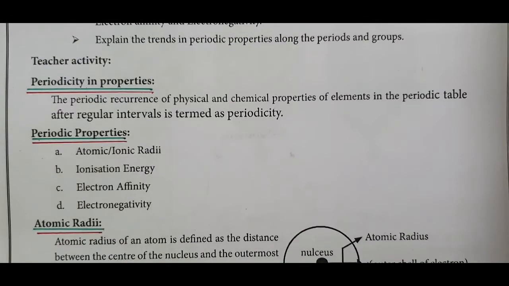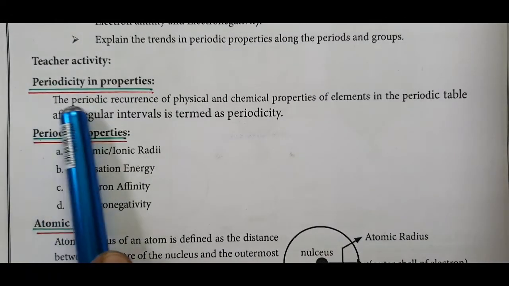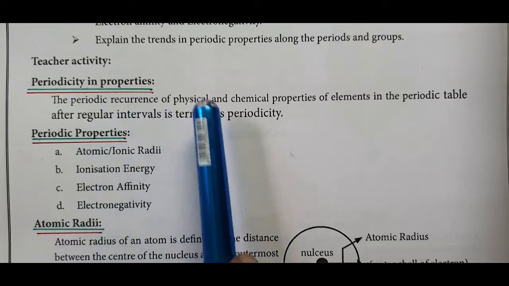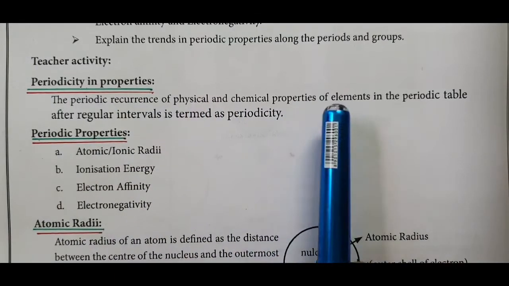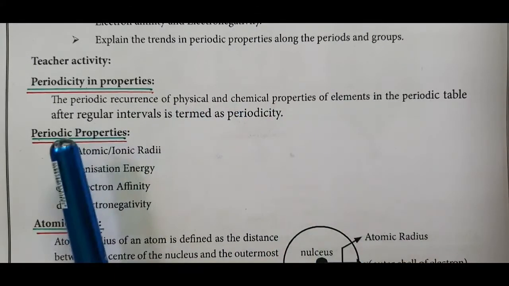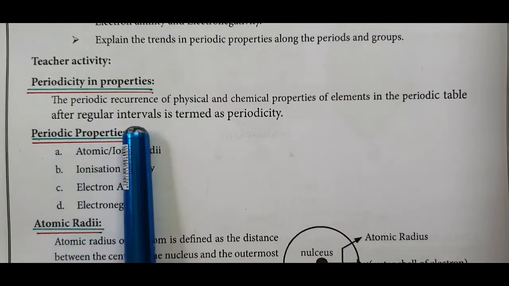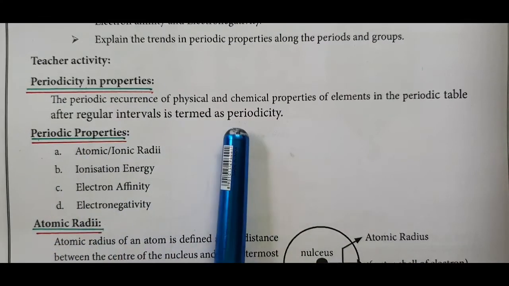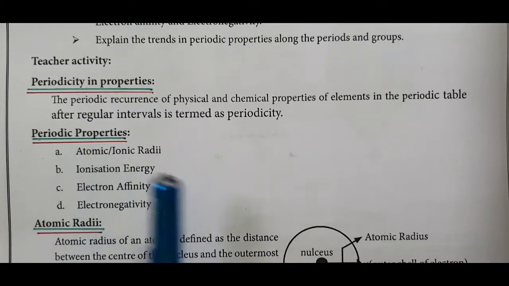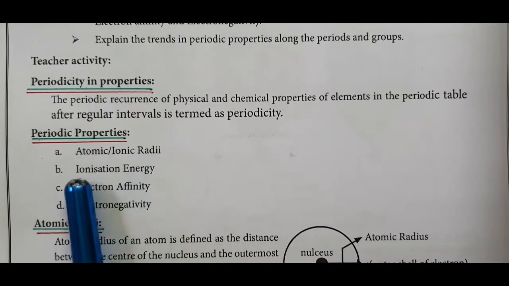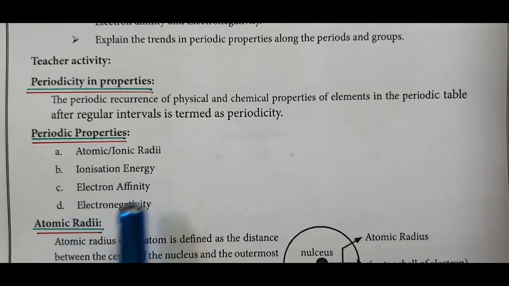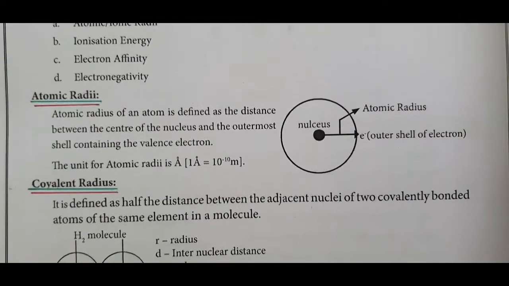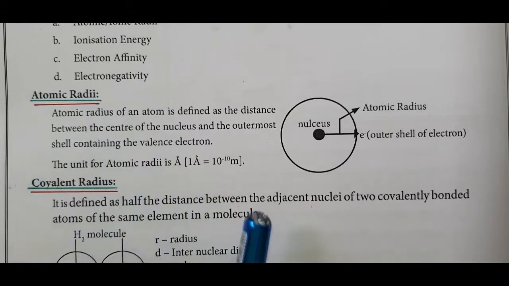Periodicity in properties. The periodic recurrence of physical and chemical properties of elements in the periodic table after regular intervals is termed as periodicity. Periodic properties: atomic and ionic radii, ionization energy, electron affinity, electronegativity. First, we are going to discuss one by one, atomic radii.